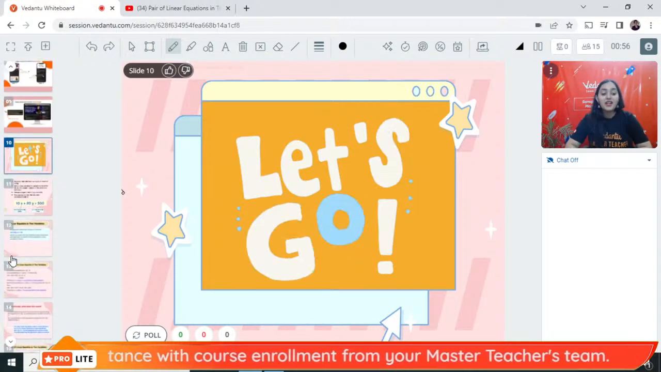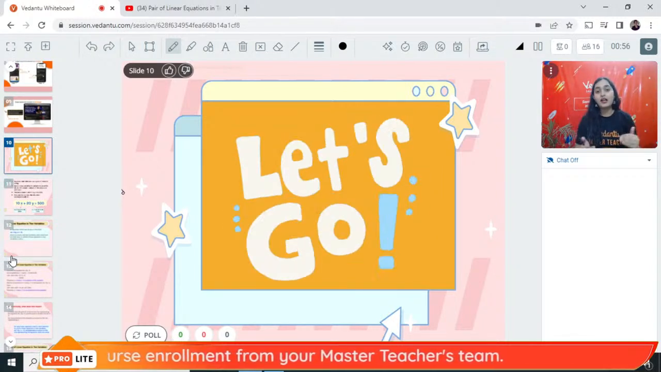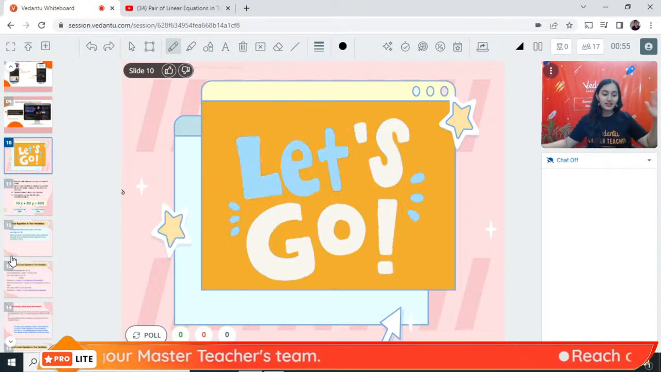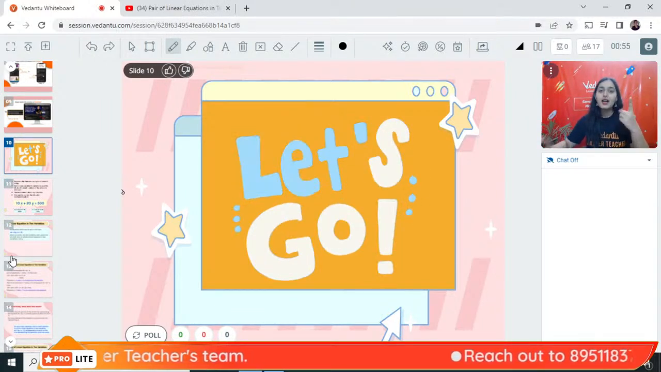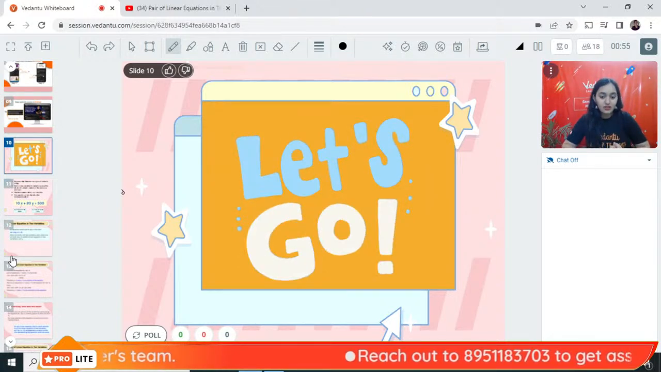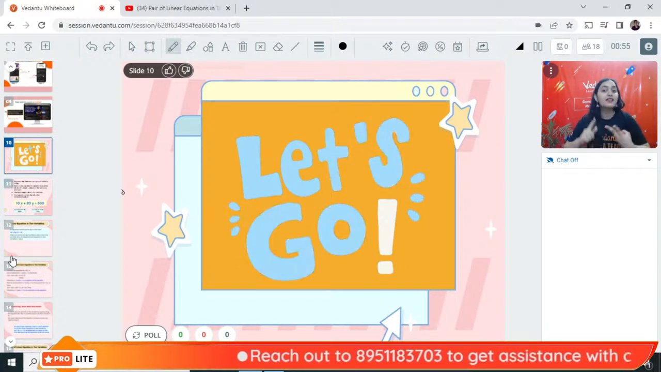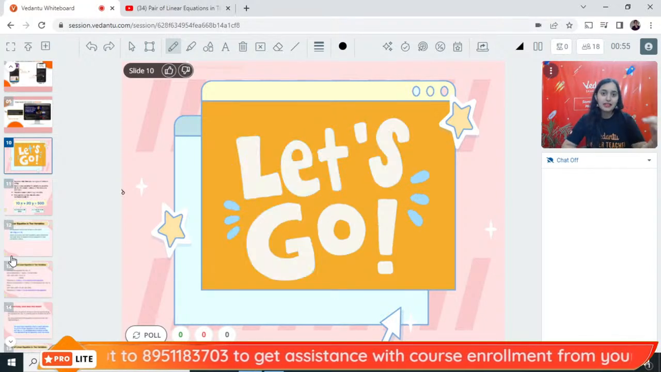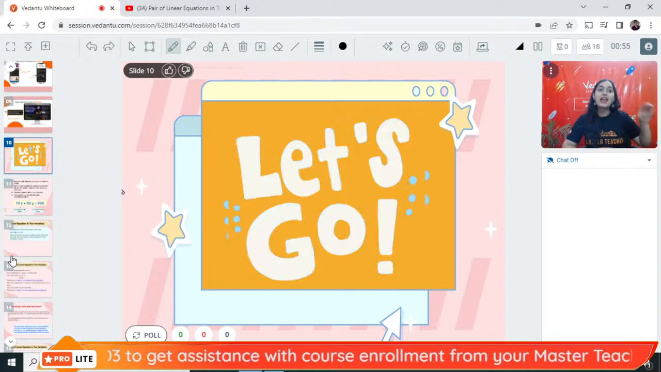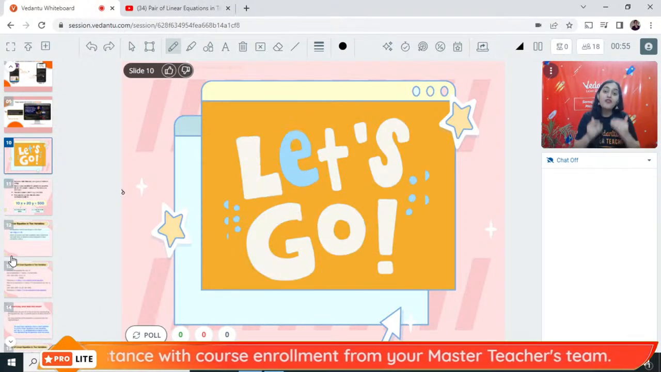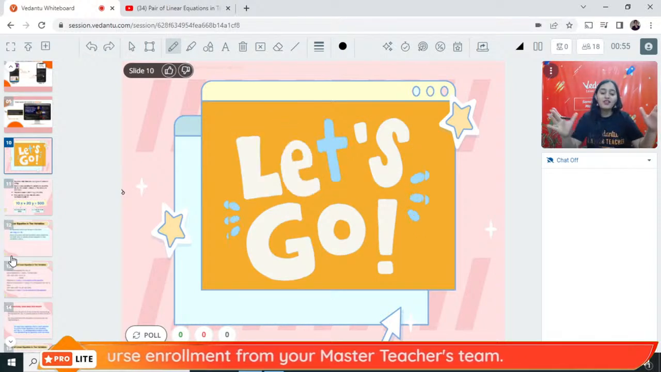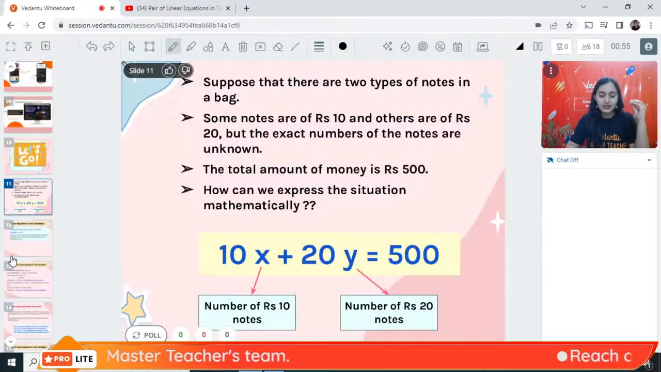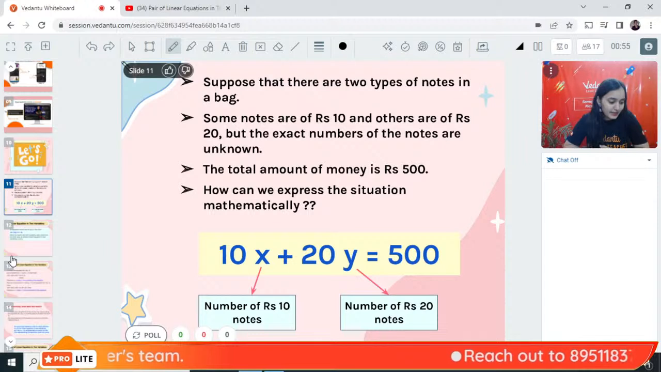Okay, guys. So in today's lecture, we are going to learn a lot of things. We are going to first revise what are linear equations in two variables and what are solutions of a linear equation. Then we will learn about graphical representation of a pair of linear equations, and how to find the solution of a pair of linear equations. There are lots of topics, but if you understand it once, everything is super easy. So let's begin.